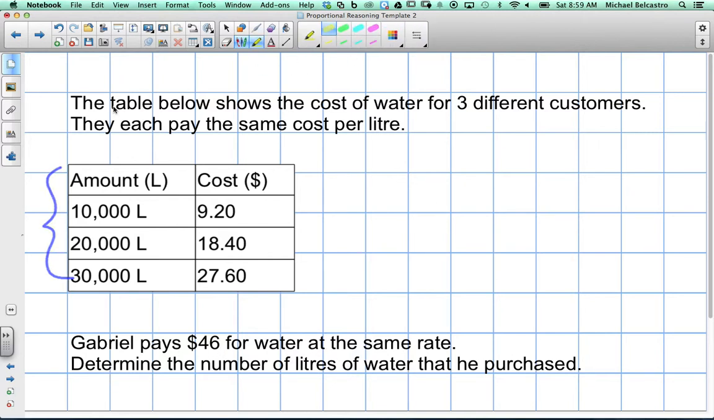So let's read this again. The table below shows the cost of water for 3 different customers. Okay, they each pay the same cost per liter. That's important. Gabriel pays $46 for the water at the same rate that these customers did, and determine the number of liters of water that he purchased. Okay, so on our table we have our customers. We'll call them customer 1, customer 2, and customer 3.